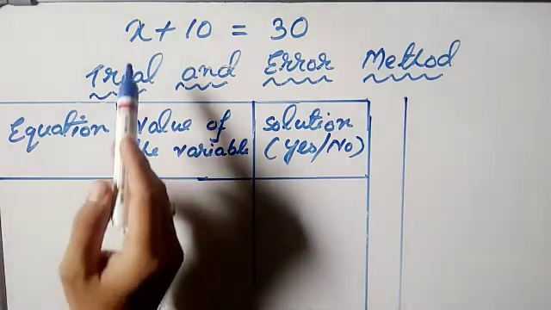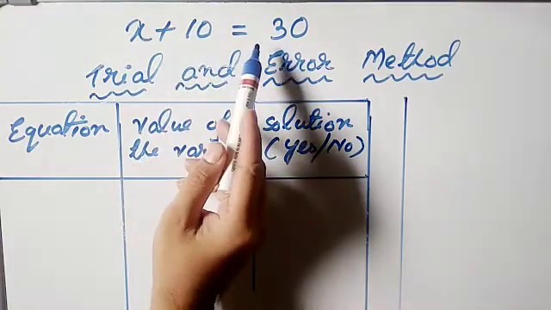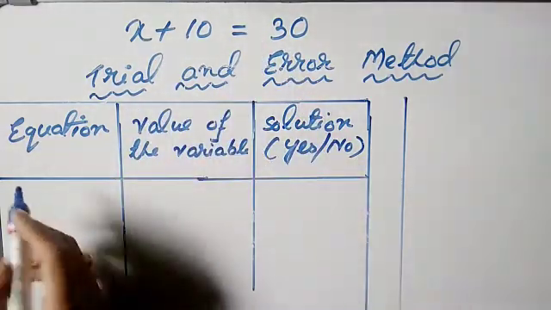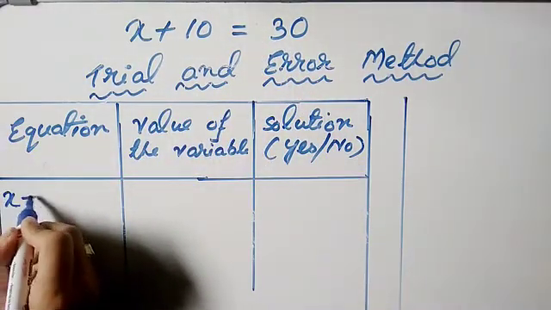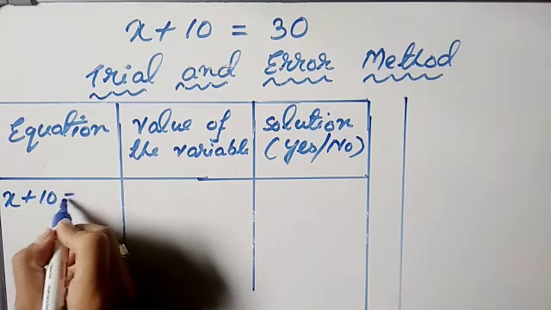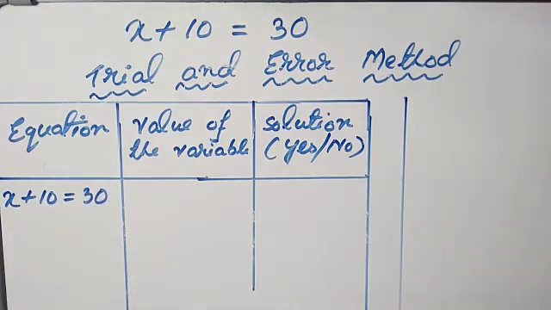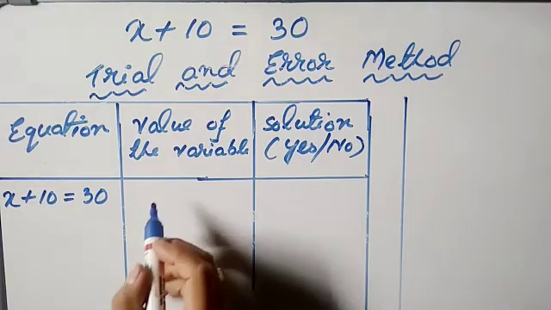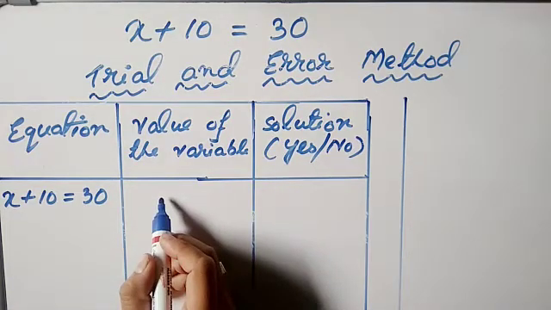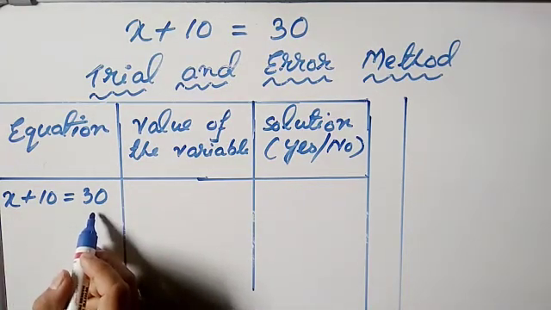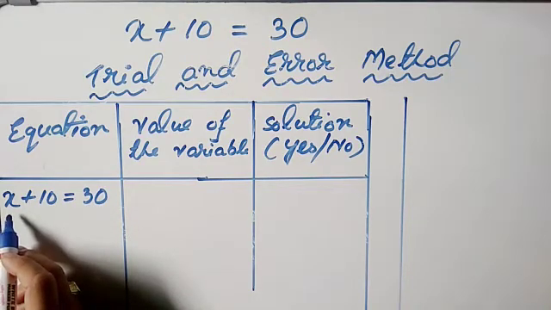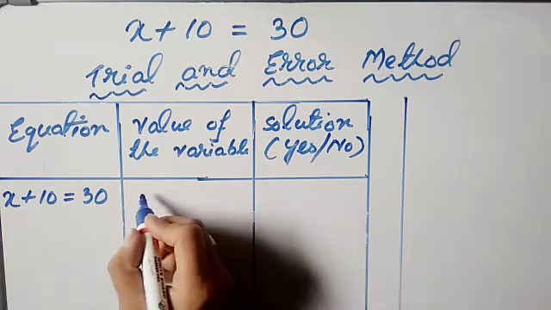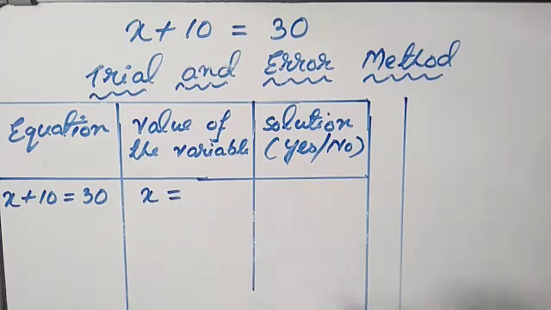Okay, so here we are going to write the given equation. The given equation is x plus 10 equals 30, right? So we just simply have to write the given equation: x plus 10 equals 30. Then let's take the value of the variable. So here in the equation, the variable involved is x. So we can take any value of the variable x. For me, let me start with 10.